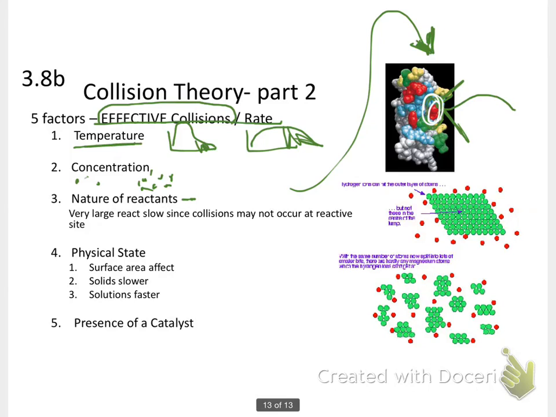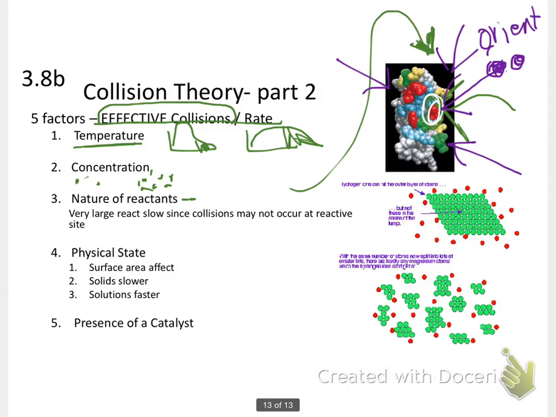Even if I can hit this molecule, let's say there's a small molecule trying to hit it, and I can hit it with enough energy to hit the activation energy barrier, I not only have to have enough energy, but I have to hit it with the right orientation. My collision is not effective unless I hit it with the right orientation. So the orientation has to be correct. I have to hit it in the right spot.